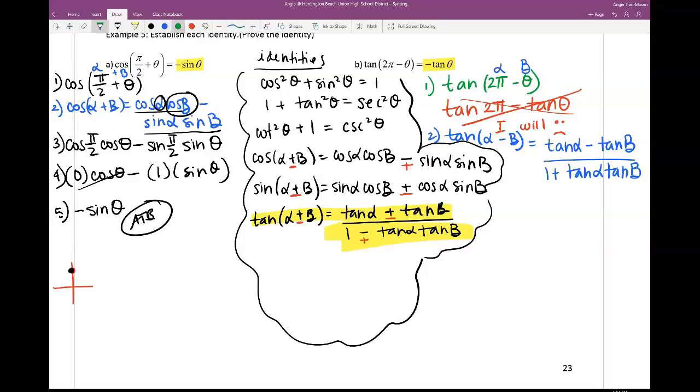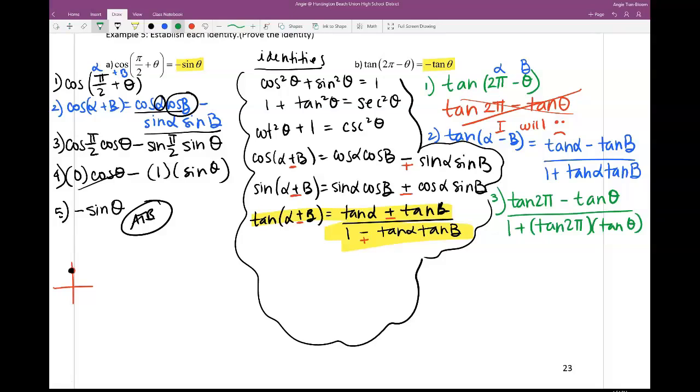So here we go. Step 3. Alpha is really 2 pi. So tangent 2 pi. Minus, beta is really theta, all over 1 plus tangent of 2 pi times tangent of theta.